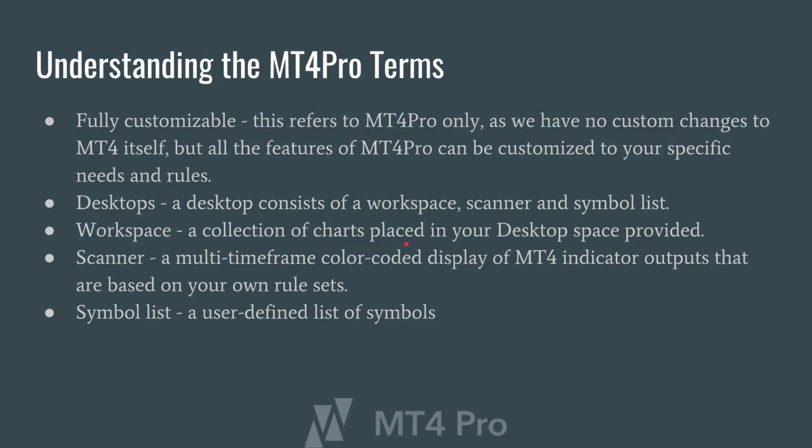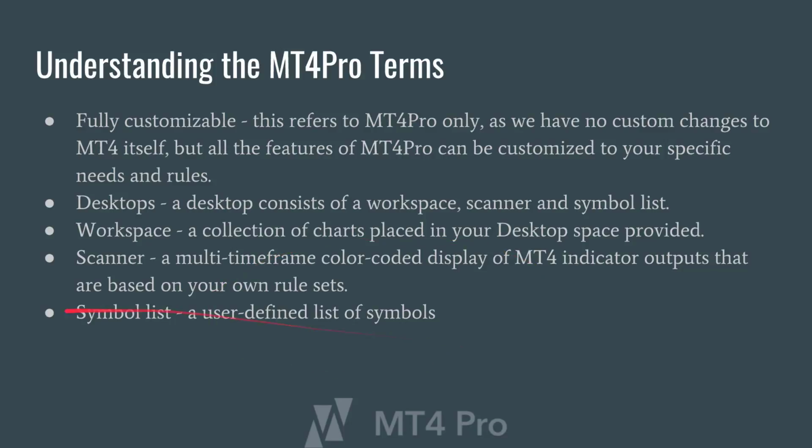A workspace is a collection of charts that are placed in your desktop space. So if this monitor space right here is considered a desktop, then it can contain any of these three items, a workspace, a scanner, or symbol list, or any combination. A scanner is a multi-time frame color-coded display of MT4 indicator outputs that are based on your own rule sets. I can go into all these in much more detail later. I just want you to understand the concepts and the terminology.